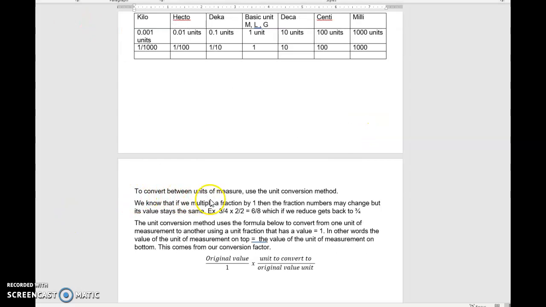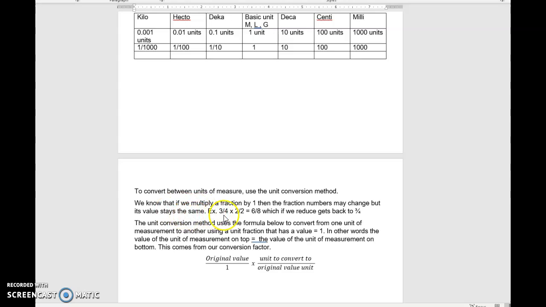As I said, to convert between units of measure, use the unit conversion method. And this is something that we already know. We know that if we multiply a fraction by 1, or a fraction that has a value of 1, then the fraction numbers may change, but its value stays the same.